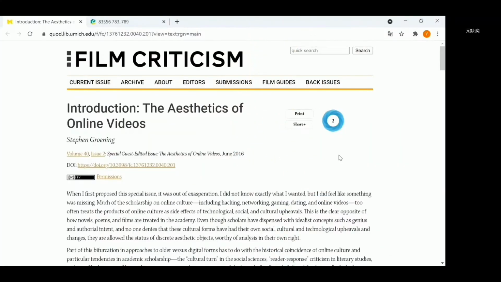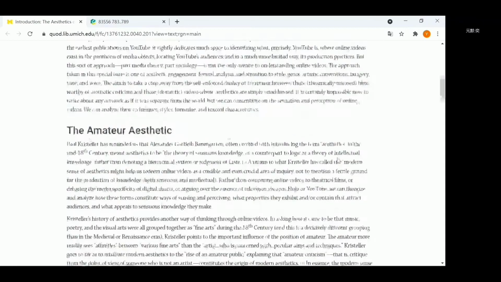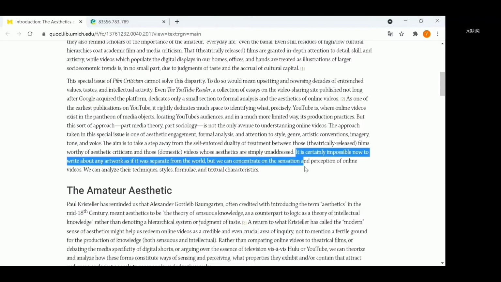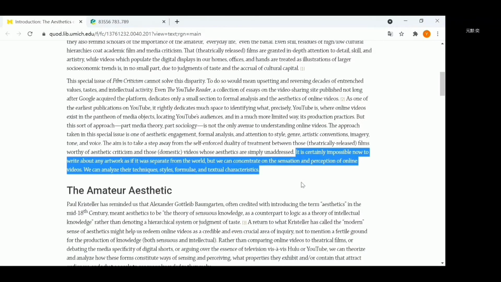In this article, Introduction: the Aesthetic of Online Videos by Stephen Greening in 2016, he said at the end of the introduction part that it's certainly impossible now to write about how art works as if it were separate from the world, but we can concentrate on the sensation and the perception of online videos. We can analyze their techniques, styles, formula, and textural characteristics.